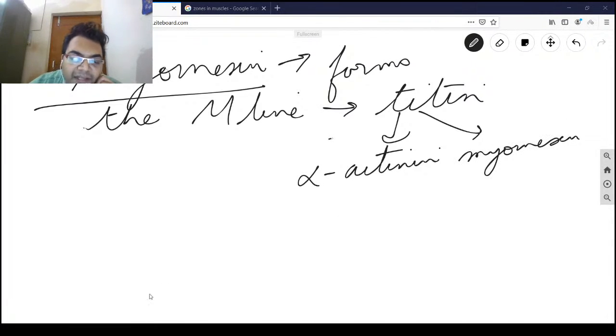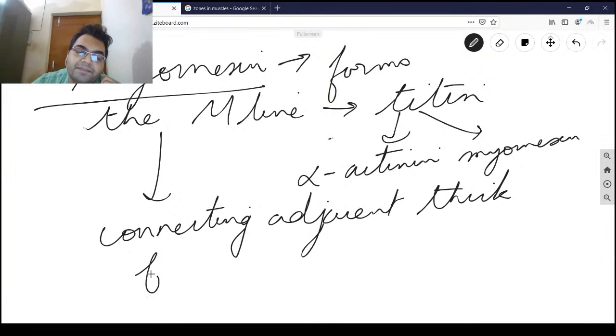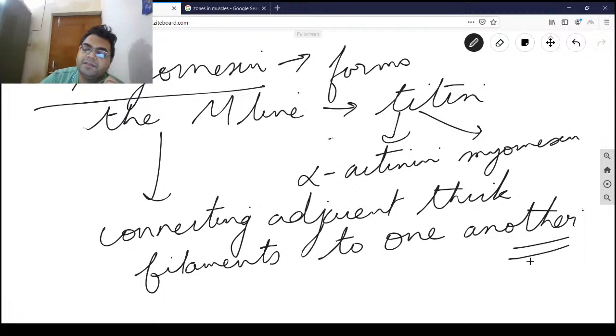Okay, again one more interrelated concept. They are all interrelated concepts, right? So that is the work of myomycin. It binds to titin molecules and connects the adjacent thick filaments to one another. Okay, function is connecting adjacent thick filaments to one another. That is the work of myomycin.